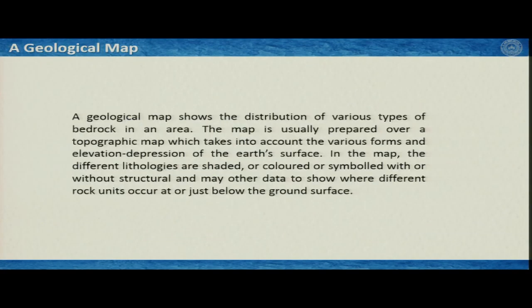So, what is a geological map? You know all this, but this is more or less how you can define or describe it. You do not have to define everything. A geological map shows the distribution of various types of bedrock in an area. The map is usually prepared over a topographic map, which takes into account the various forms, elevations and depressions of the earth's surface. In the map, the different lithologies are generally shaded, colored or symbolized, with or without structural data and other data, to show where different rock units occur at or just below the ground surface.